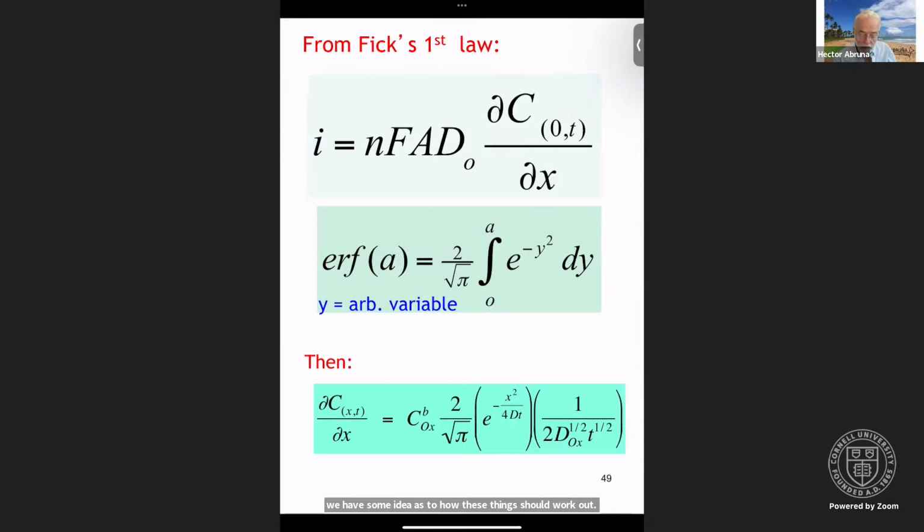And so then from Fick's first law, which is what we just looked at, this is basically the flux or the gradient. We just saw what the error function was. We can then get what the gradient as a function of distance and time are. And this is just simple math here. We're not going to dwell on the details here. We're just going to look at what the end results are.